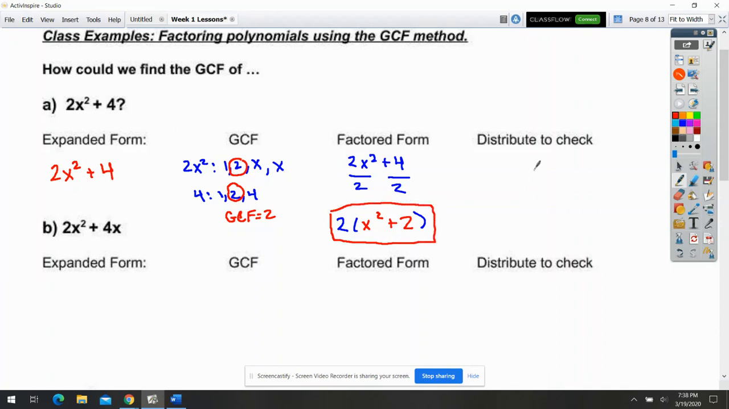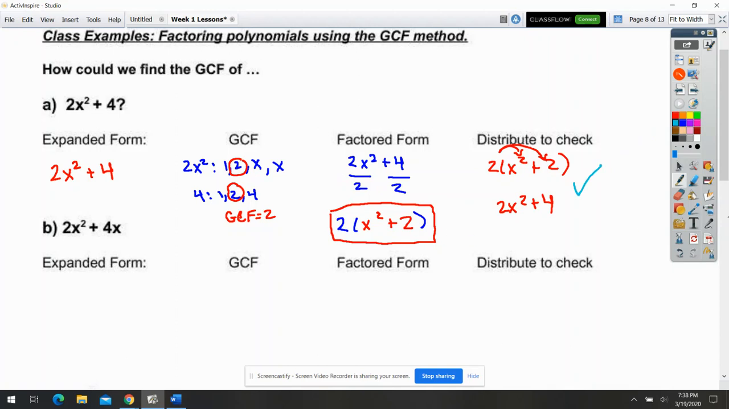Okay? So in order to check to make sure we did it properly, we just distribute to check. So let's take our factored form and distribute. 2 times x squared is 2x squared, and 2 times 4 is 4, which is our original. So we are good here.